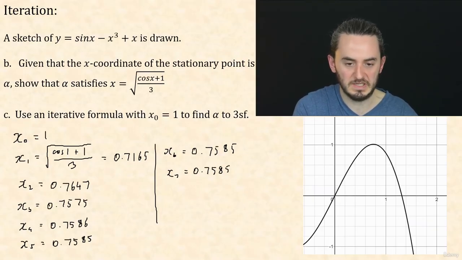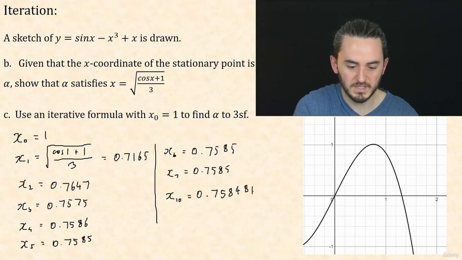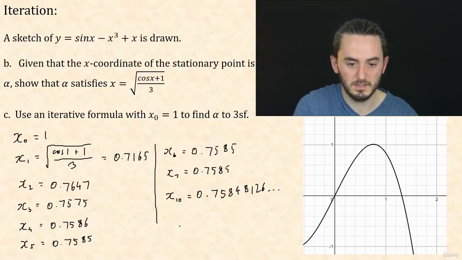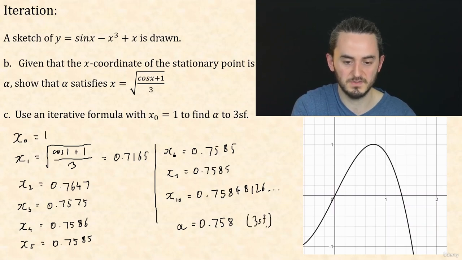There's an interesting point here, because I was rounding when I wrote that. The value it's settling on, if I press it loads of times, I think this was like x10 or something, is actually 0.75848126, that sort of thing. So actually, to 3 significant figures, the answer is 0.758. If I just looked at the earlier value, I might have been tempted to round up. So that's our answer to 3 significant figures.